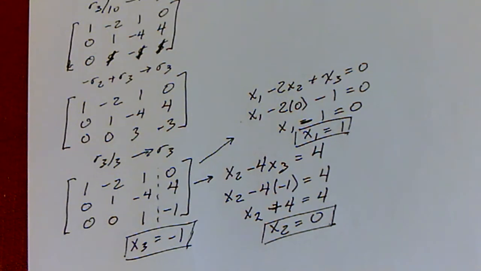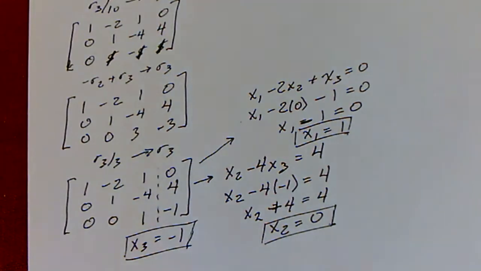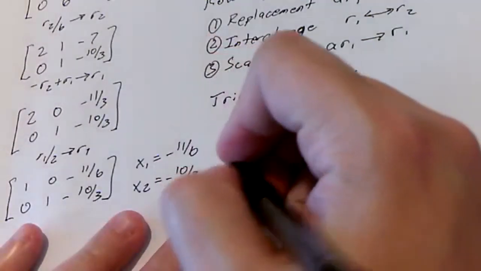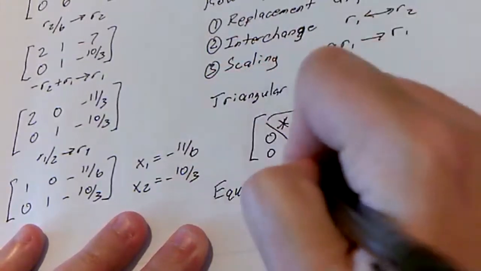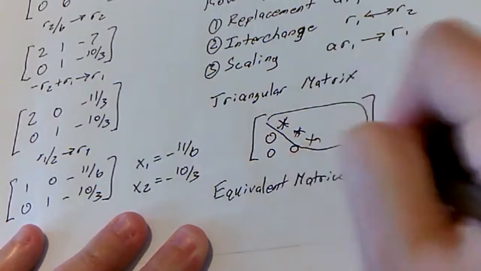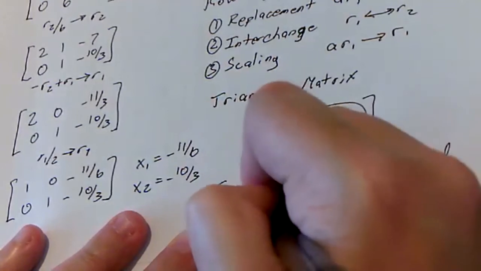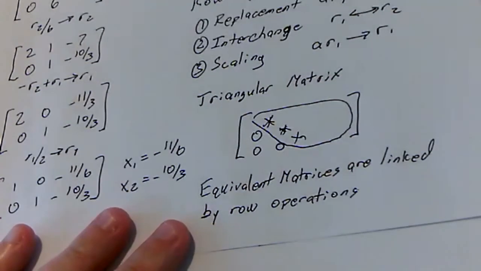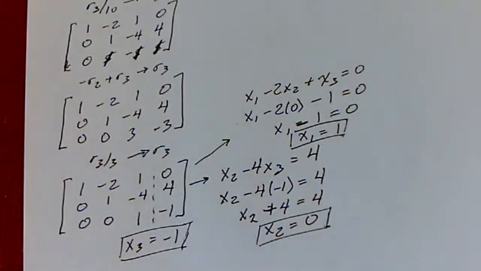Now, we've been using something implicitly here, but we need to write it down as a theorem. So I'm going to write it down back under row operations and triangular matrices that we used before here. And so equivalent matrices, remember, an equivalent matrix has the same solution set. Equivalent matrices are linked by row operations. So if you can do row operations between two matrices, then you have an equivalent matrix.